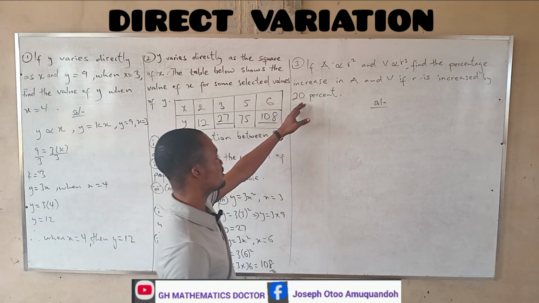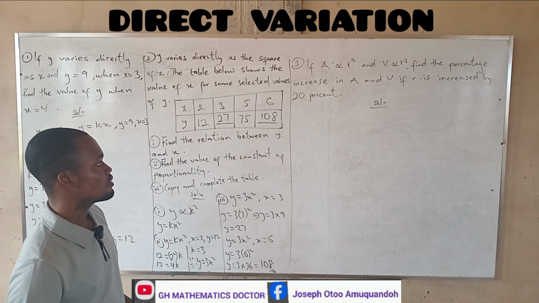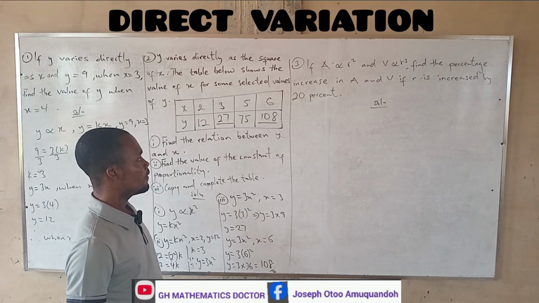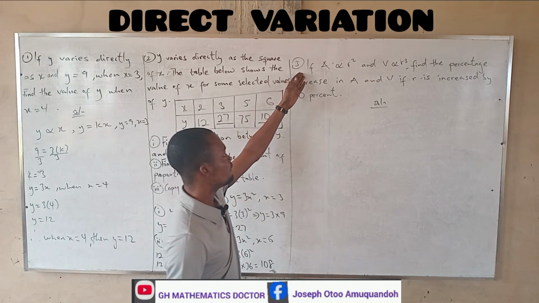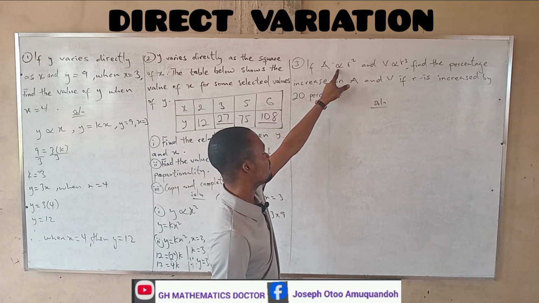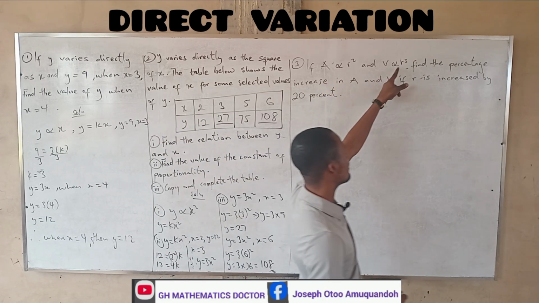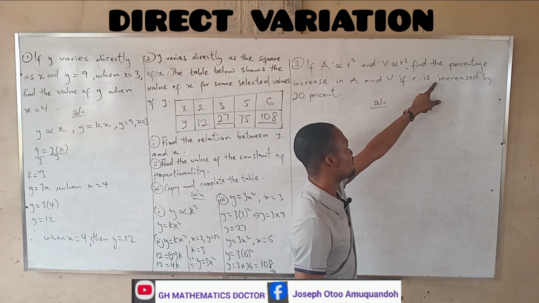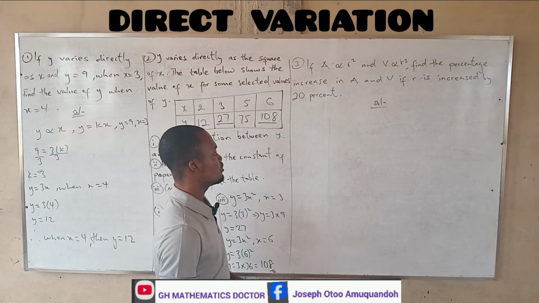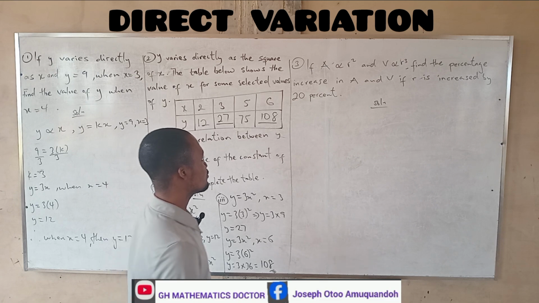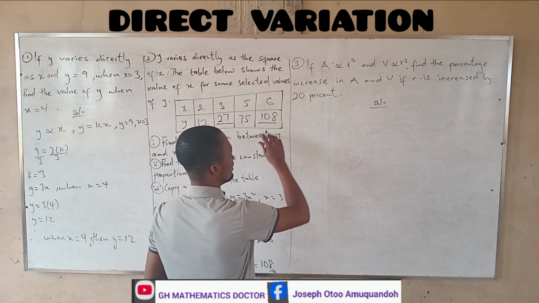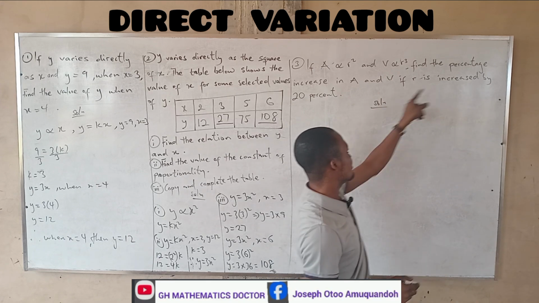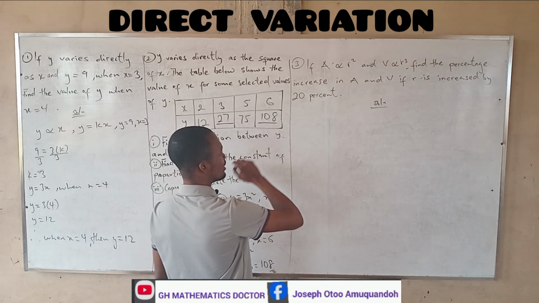Now we have the last question. This question is one of the past questions in the core mathematics, WASSCE. So they're saying that if A varies directly as R squared and V varies directly as R cubed, find the percentage increase in A and V if R is increased by 20%. So in this case, let's solve for A, and we need to get our new R, that it was increased by 20%.